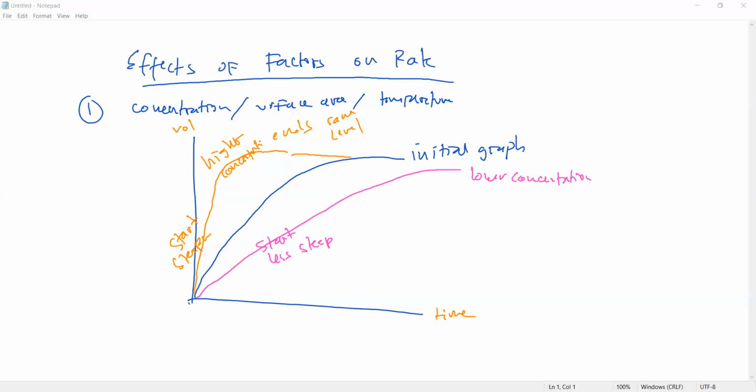Okay, now, how about the effect on rate of using a catalyst? The effect of using a catalyst will be the same as the effect of increasing concentration or surface area or temperature. So the one that is higher, this is the same if you have higher concentration or higher surface area or higher temperature or using a catalyst. We cannot go lower if you're not using a catalyst. So if you're using a catalyst, it's going to be higher than initial.